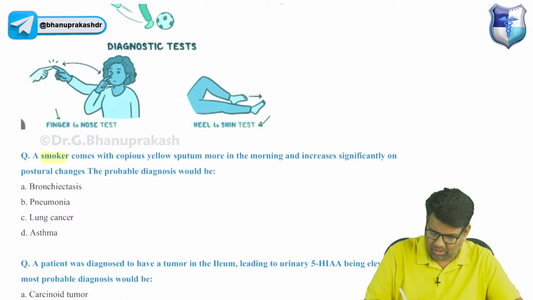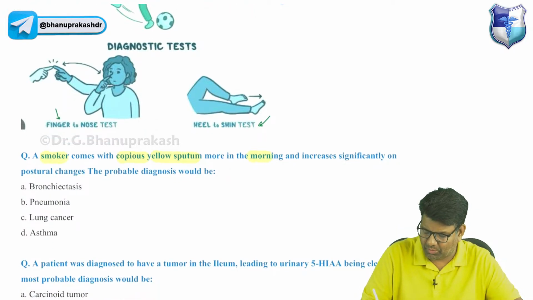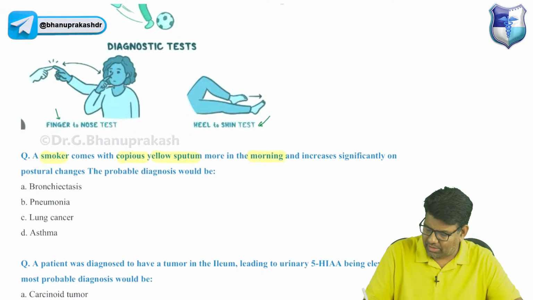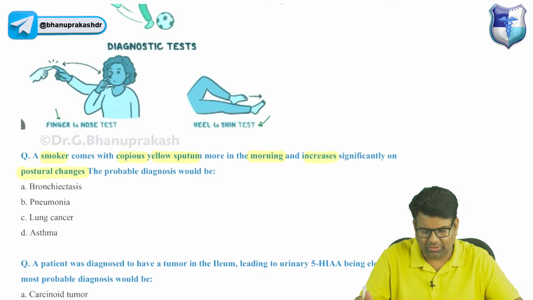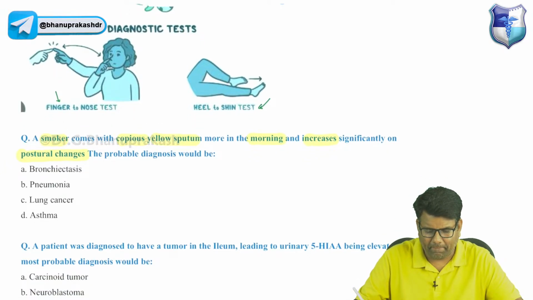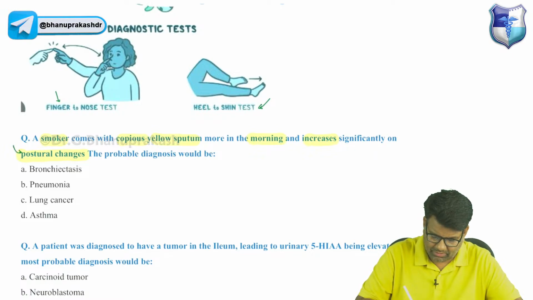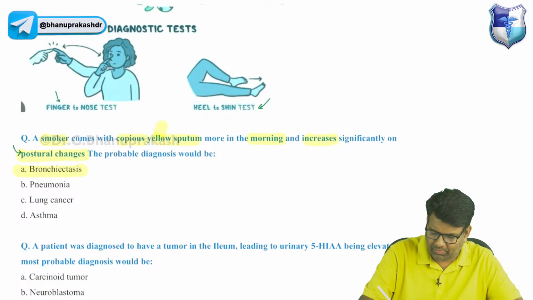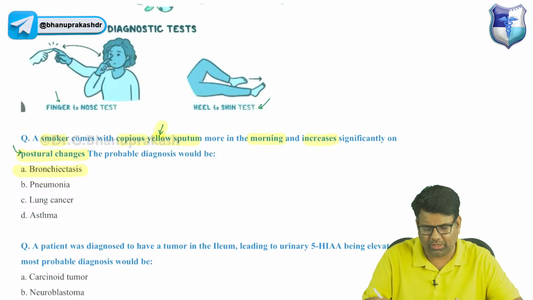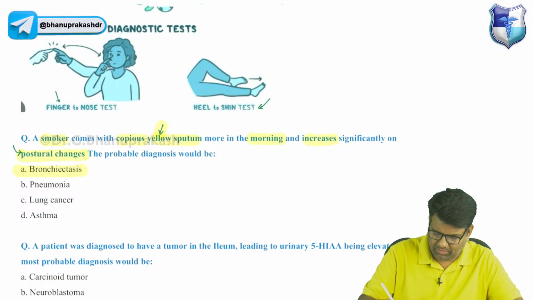Next question. A smoker with copious yellow sputum, more in the morning and increases with postural change. What is this condition? Postural drainage. Anyone? Absolutely fine. This is bronchiectasis. Bronchiectasis and yellow colored sputum. The moment the patient changes the posture, it just comes out. Bronchiectasis. And mostly it affects the left lower lobe.